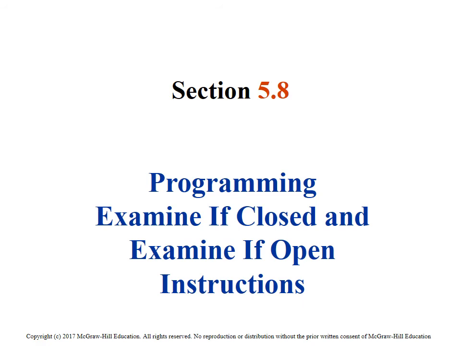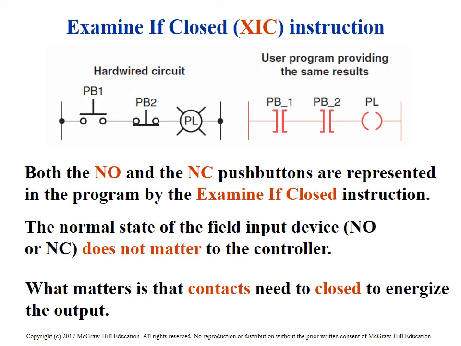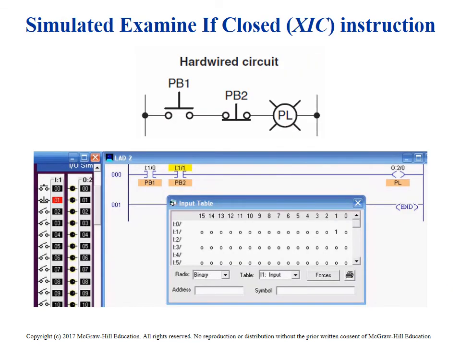Okay, programming examine if closed and examine if open instructions. So again, normally open, normally closed. I know this is a lot of review here, so we've been through this. So I'm going to kind of zip through some of this a little faster. So again, they're showing us here PB1 is normally open, PB2 is normally closed. So here you would show the same thing in a PLC with normally open, and PB2 would be in a normally closed state here.